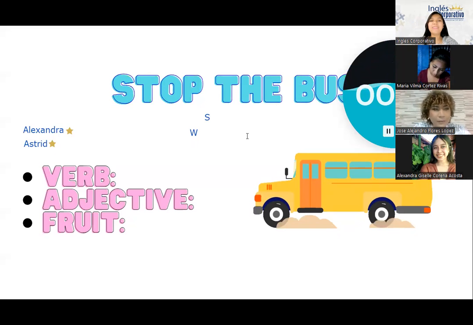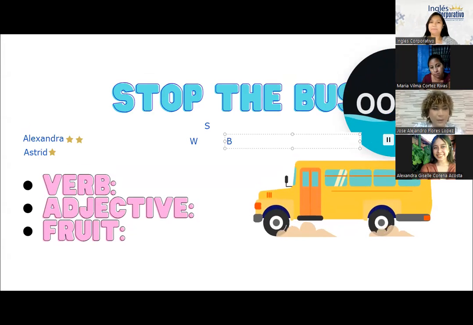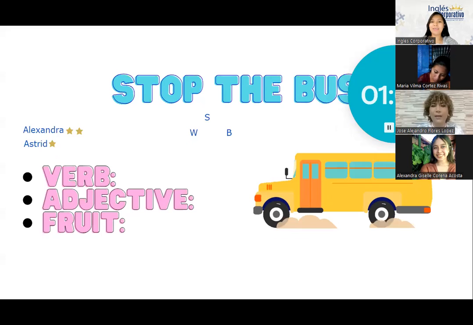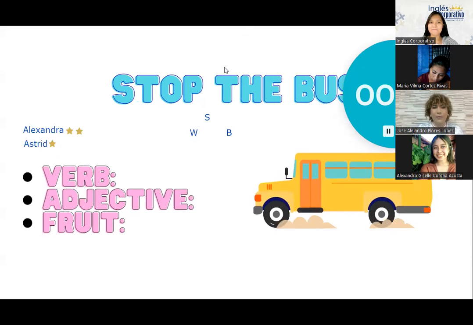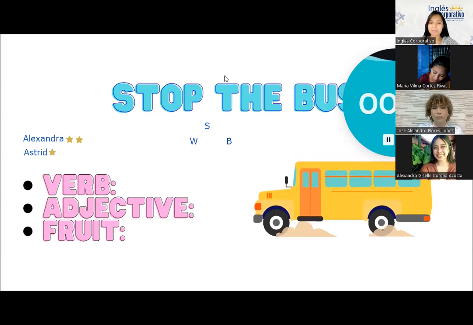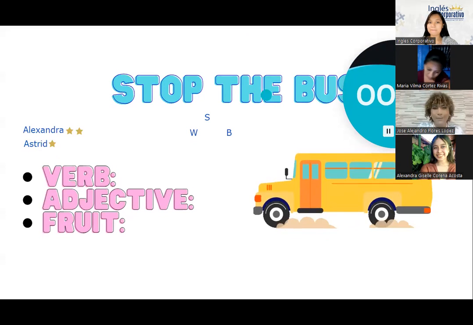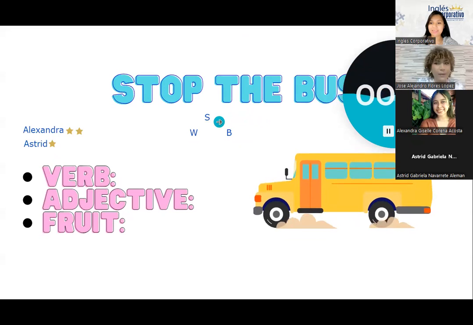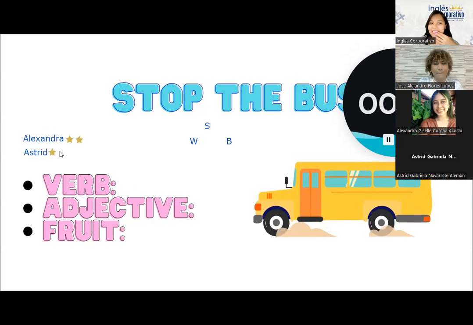All right. So let's see with the letter. This one is very, very easy. Letter B. Letter B. Stop the bus. Okay, go. Fruit, banana. Adjective, bus. Yes, okay. And verb, break. Okay, very good. Astrid, yes, excellent.